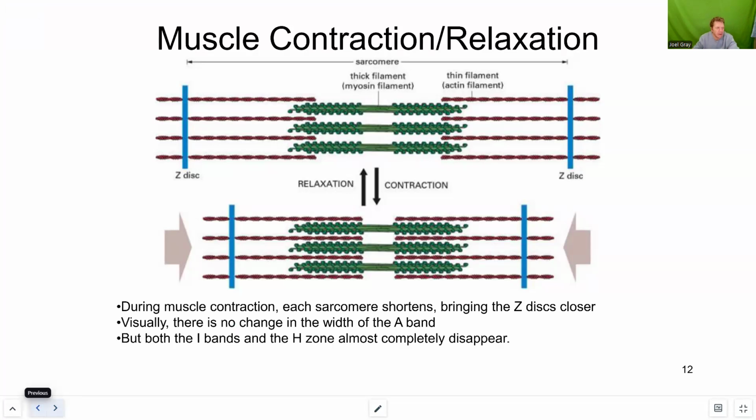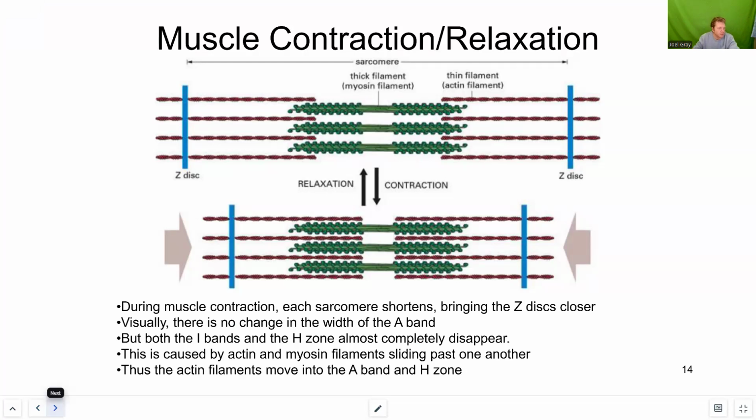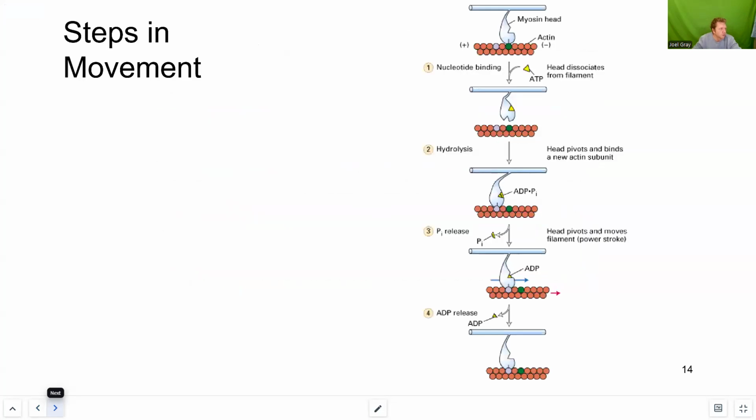Both I bands and H zones completely disappear. And this is caused by actin and myosin filaments sliding past one another. Thus, the actin filaments move into the A band and into that H zone. So if we were to compare this to what we saw in our second slide about muscle fibers, now those steps in movement that are taking place.